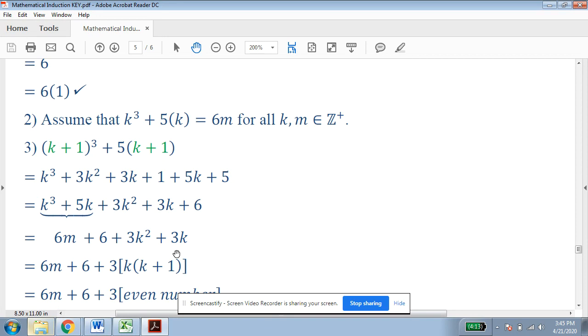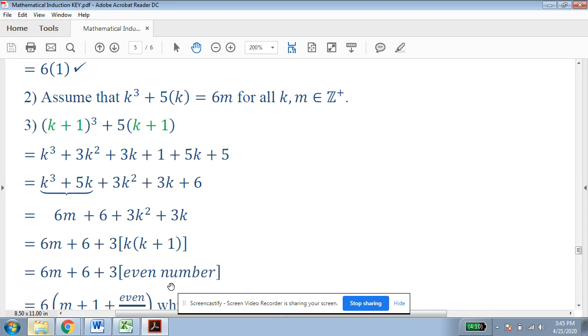Notice both of these have a 3 in them, and they also both have a k in them. So I can factor the 3 out and also a k out, which leaves me with a k plus 1 left over. Now, here's something that you may have to just be skillful to notice. K times k plus 1 has to be an even number. Can you justify that to yourselves?